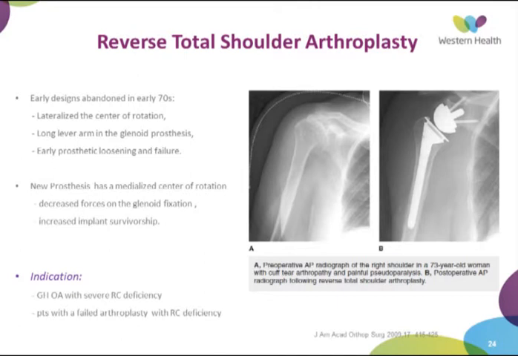The new prostheses that have been designed, like Delta and SMR, medialize the center of rotation. Because of this, that decreases the forces on the glenoid side, and also increases the implant survivorship, so the new prostheses are working better and we use them more often. As we know, it's used in people who have a cuff tear or cuff arthropathy, and if patients had a shoulder replacement that failed and they've got cuff deficiency, that can be the option of choice.